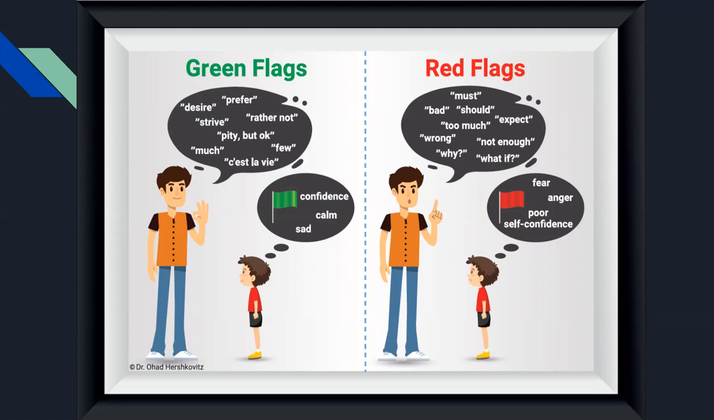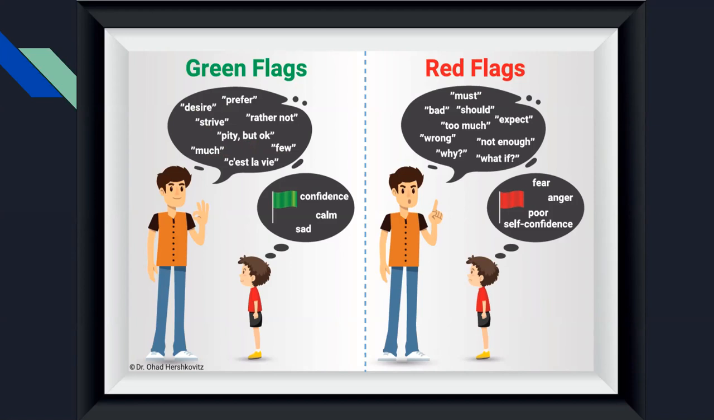create that emotional response. And we can see, for example, on the left side, we also have words encouraging us to act and achieve a goal, but there's no absolutism here. And there's no threat of catastrophe. So we use softer words like prefer and desire and strive. If something doesn't happen, it's not wrong or bad, it's just a pity, but okay, I'll survive. We don't use judgmental evaluations like too much or not enough, just much or few. And instead of obsessing about why, we just accept things that we don't understand and there's uncertainty, c'est la vie.